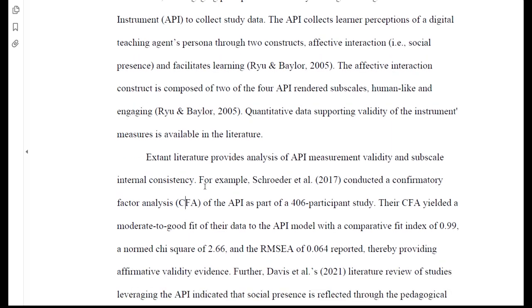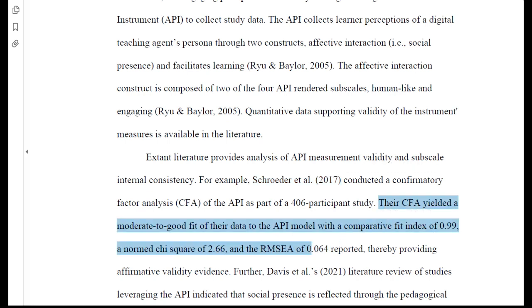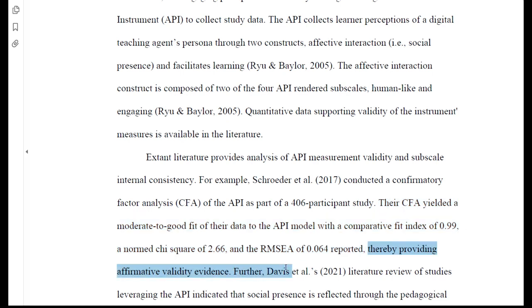So this gave me a way to show my committee that indeed I was paying attention to the validity of my instrument, and I knew how to go find other people who had done CFA and reported the scores that they reported and said that indeed those scores were indicative of having a valid instrument.